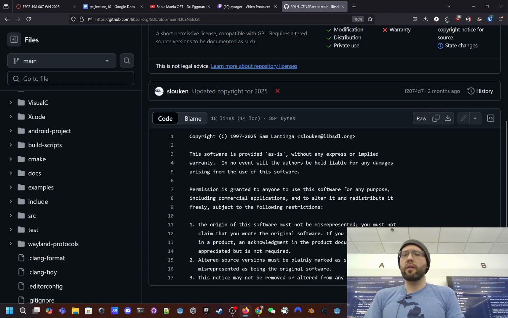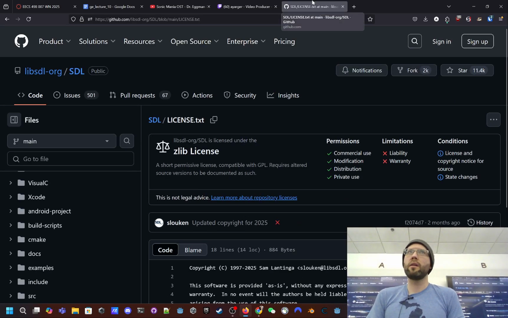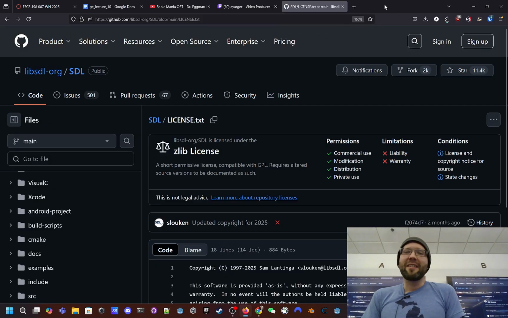If you are selling a modified version of SDL, which is a code base, you're selling a changed, fixed up code base to some company, you need to make sure you don't delete this. Okay? I think that's what it's saying. But I'm not a lawyer, and you should know that. This is not legal advice. Okay.